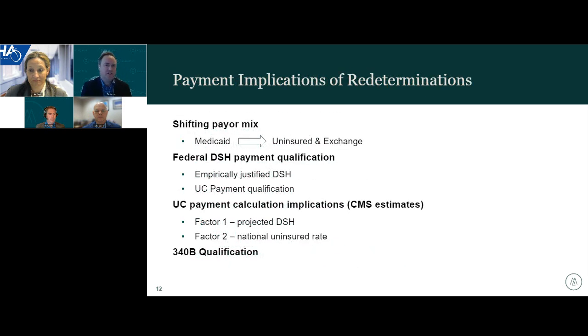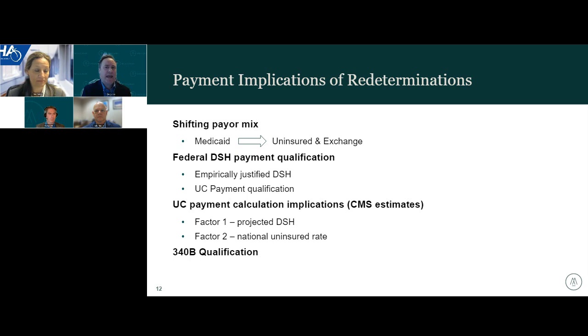The payment implications from a Medicare or Medicaid implication are fairly obvious, but I want to talk about them real quickly. The first one, and the more obvious one, is if Medicaid enrollment is going to go down, we're going to see a shift in payer mix. We're going to see patients coming out of Medicaid and going into other coverage or potentially non-coverage situations. And this is a significant amount of enrollees moving all at once.